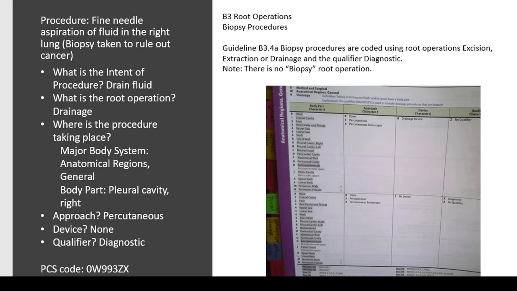And this is an example where the more you hear things like what I just said, when you're aspirating fluid, you're not going to actually go into a lung, you're going to go into a pleural cavity. If you were doing something that actually took lung tissue, that's different. That's not a fine needle aspiration. So you're going to learn to read these operative reports and figure out what you're going to code.